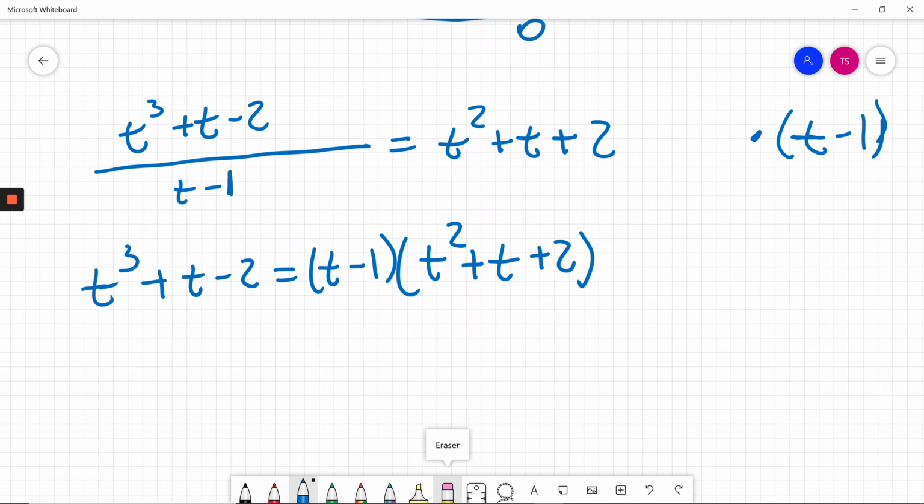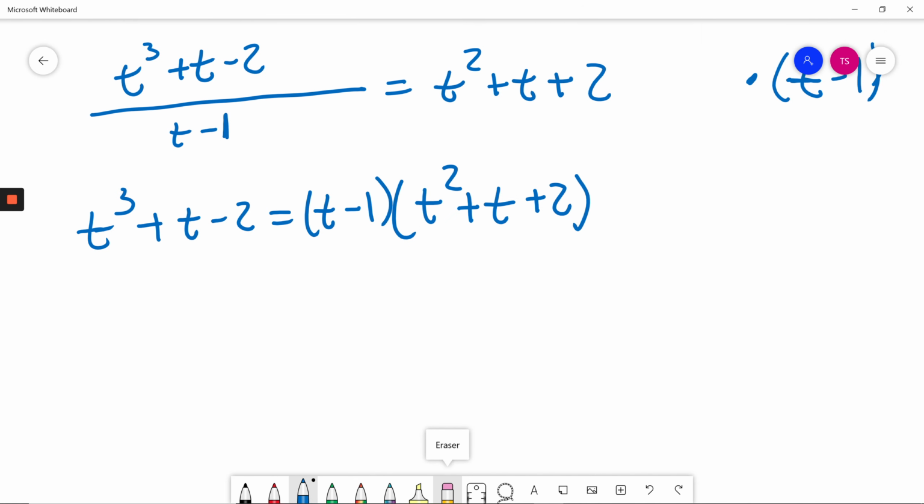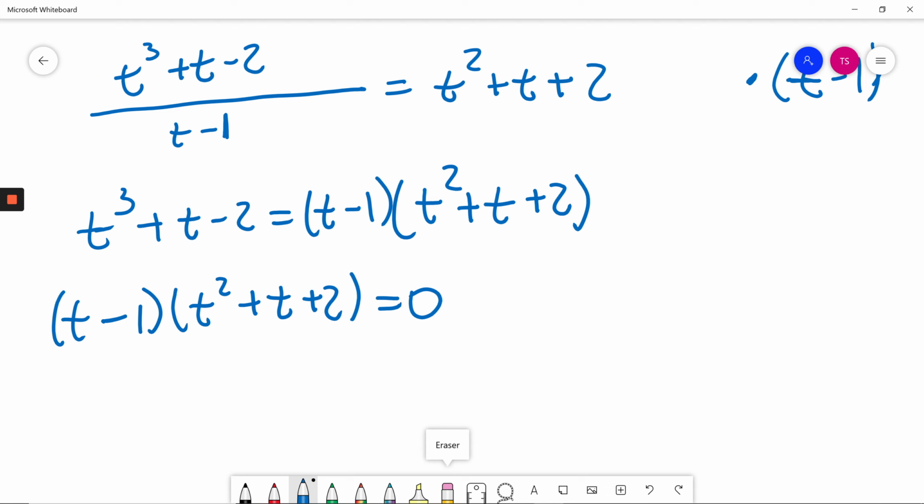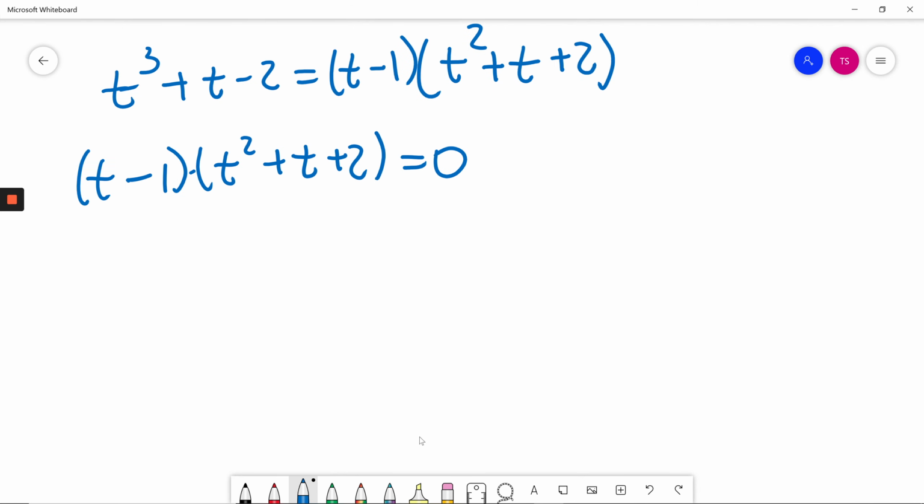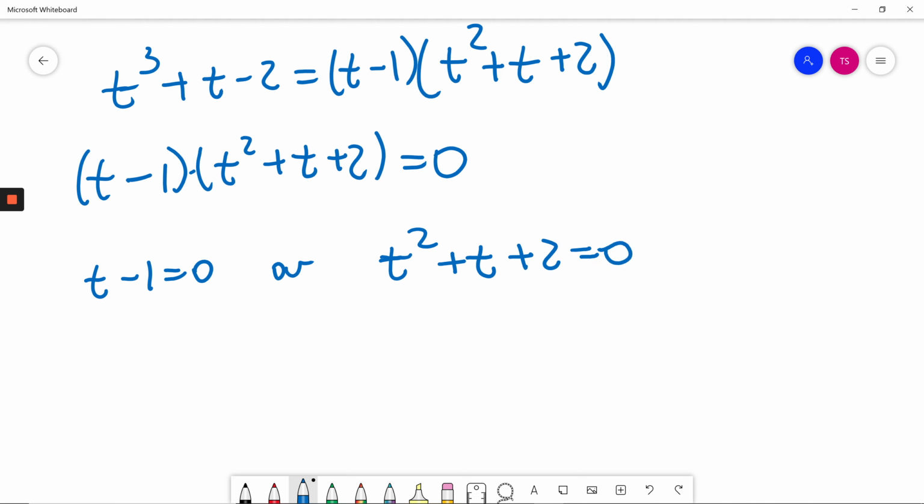Then my equation was t cubed plus t minus 2 equals 0. So also this becomes t minus 1 times t squared plus t plus 2, and this is equal to 0. So this equation will be equal to 0 when t minus 1 is 0 or t squared plus t plus 2 is 0. The linear equation, very simple, t will be equal to 1. Quadratic equation, I will calculate the discriminant. The discriminant is equal to b squared minus 4ac.